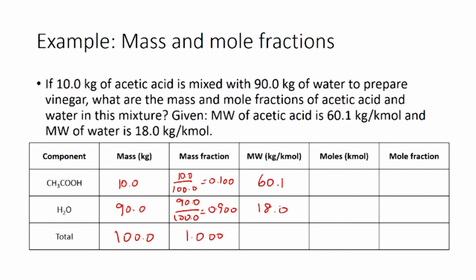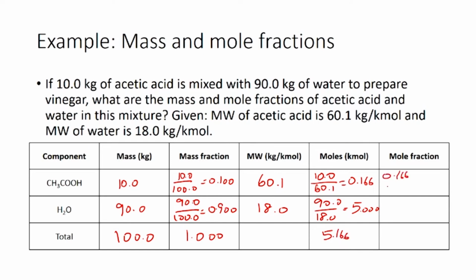Based on this, we can calculate the number of moles of acetic acid as mass which is 10.0 divided by 60.1, giving you a value of 0.166, and mass which is 90 kilograms divided by the molecular weight, giving you a total number of moles of 5 moles. So, you are left with a final answer which is the total number of moles as 5.166.